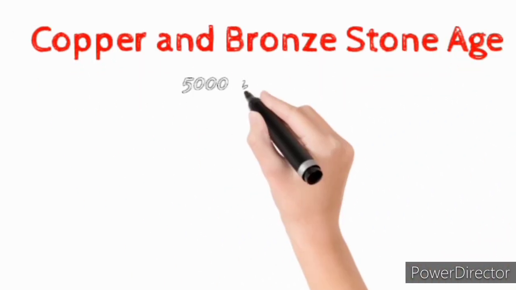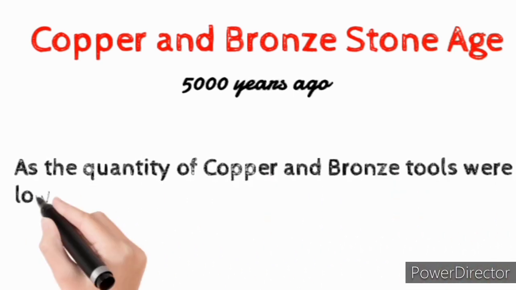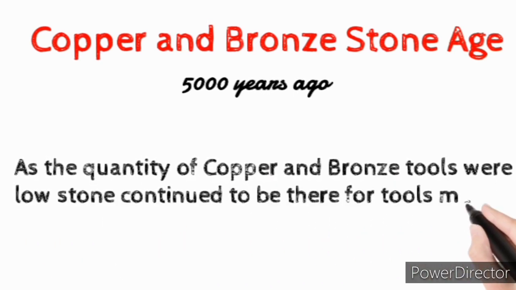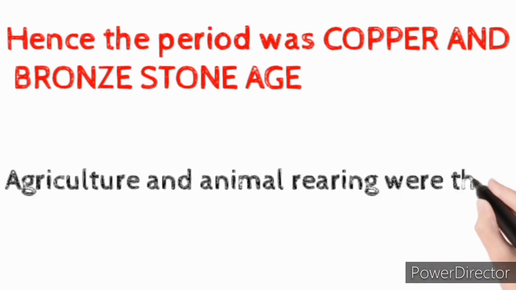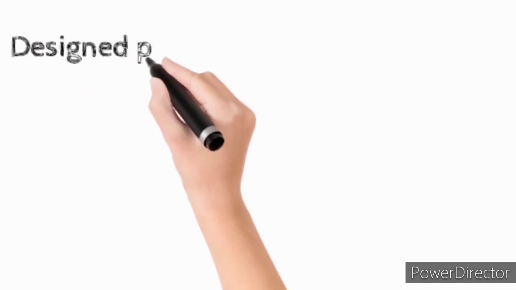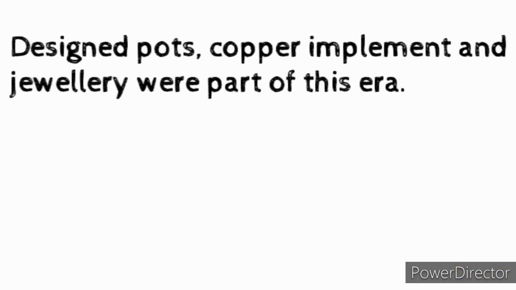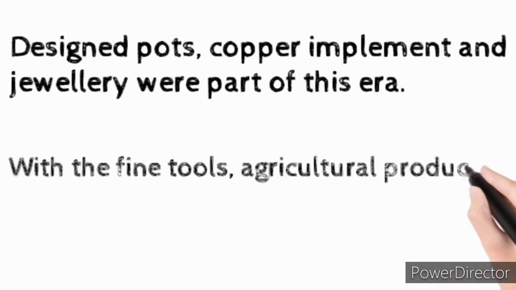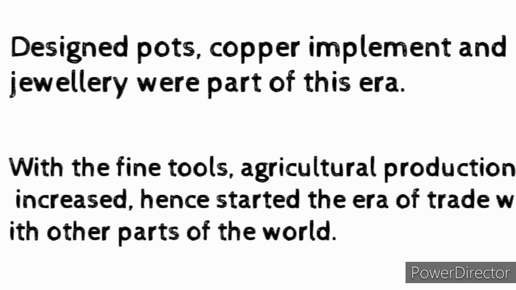Copper and Bronze Stone Age. As the quantity of copper and bronze tools was low, stone continued to be used for tool making. Hence, the period was Copper and Bronze Stone Age. Agriculture and animal rearing were the main occupations. Designed pots, copper implements, and jewelry were part of this era. With the fine tools, agricultural production increased, hence started the era of trade with other parts of the world.